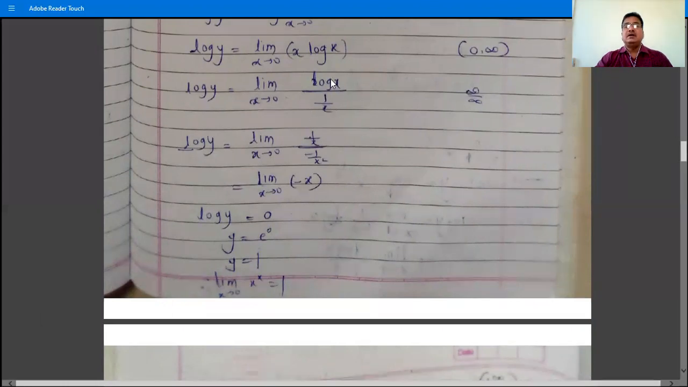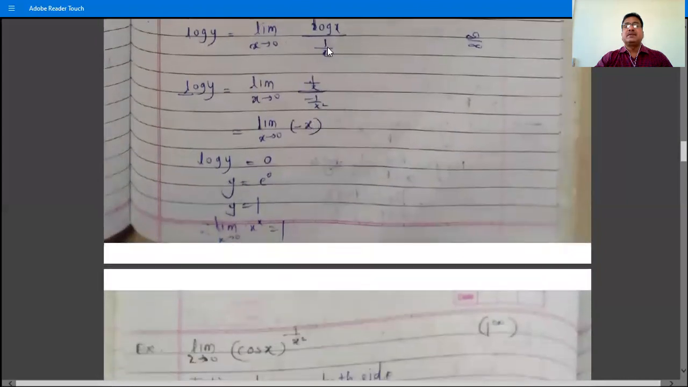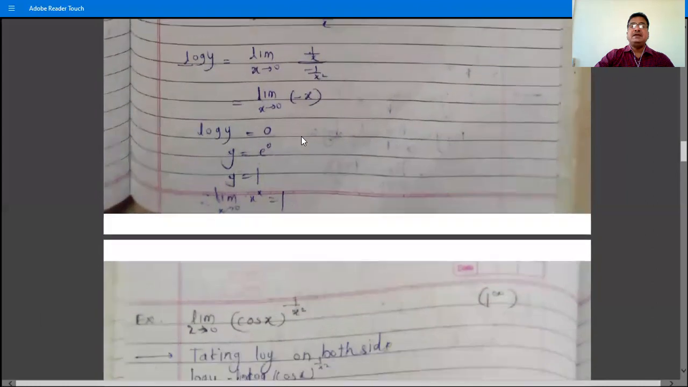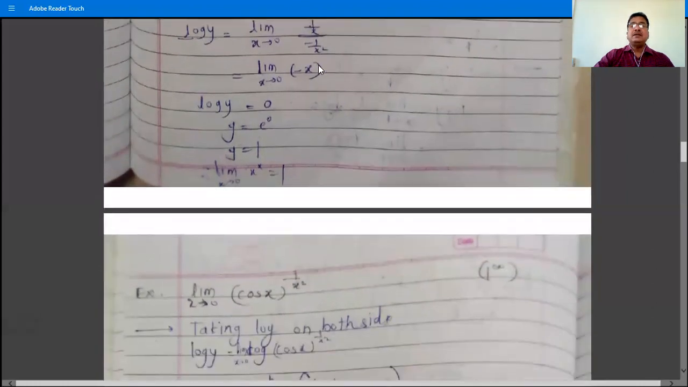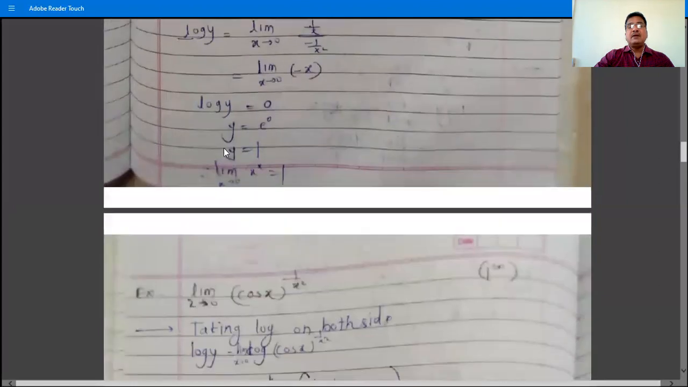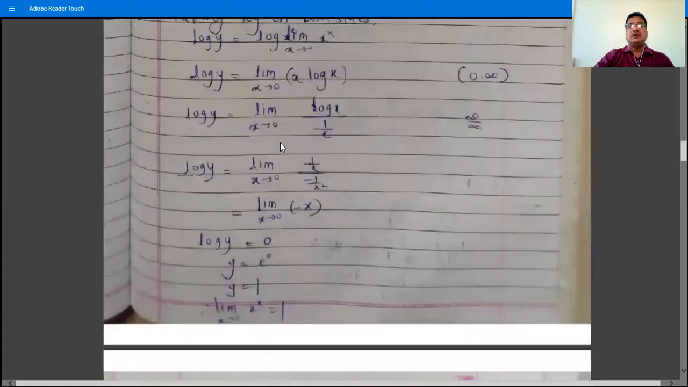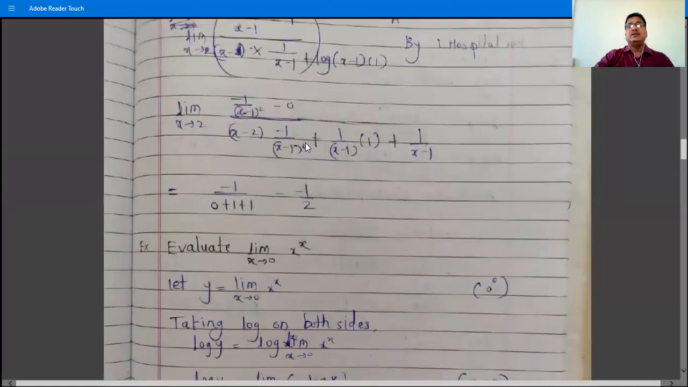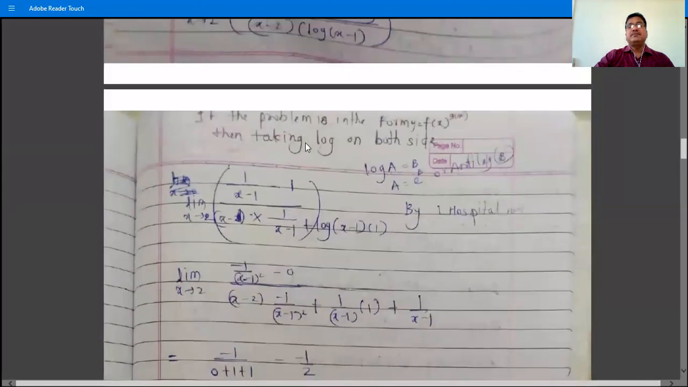That is, take the derivative of log x as 1 by x, and the derivative of 1 by x as minus 1 by x square. And its simplification is minus x. And then the limit of minus x as x tends to 0 is 0. So we have log y is 0. But then what is y? y is e raised to 0. Because if log a is b, then a is e raised to b, or the anti-log of b.